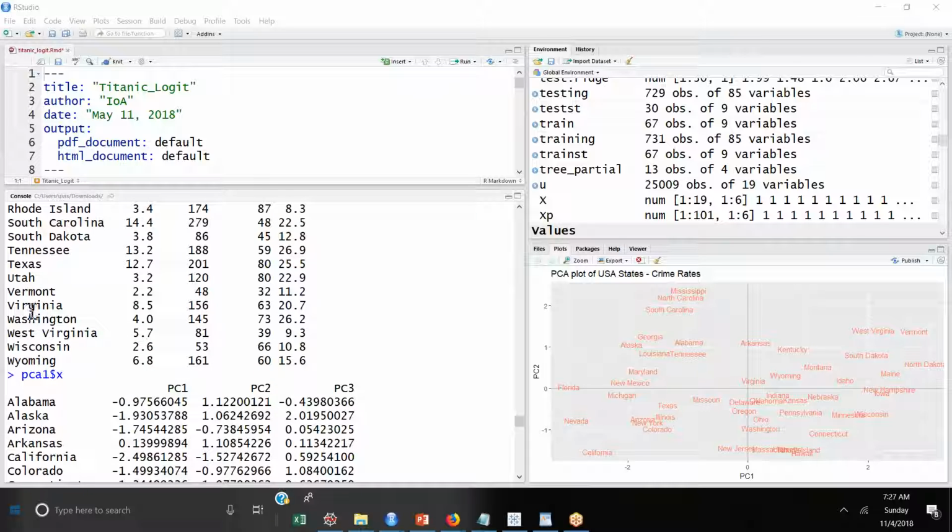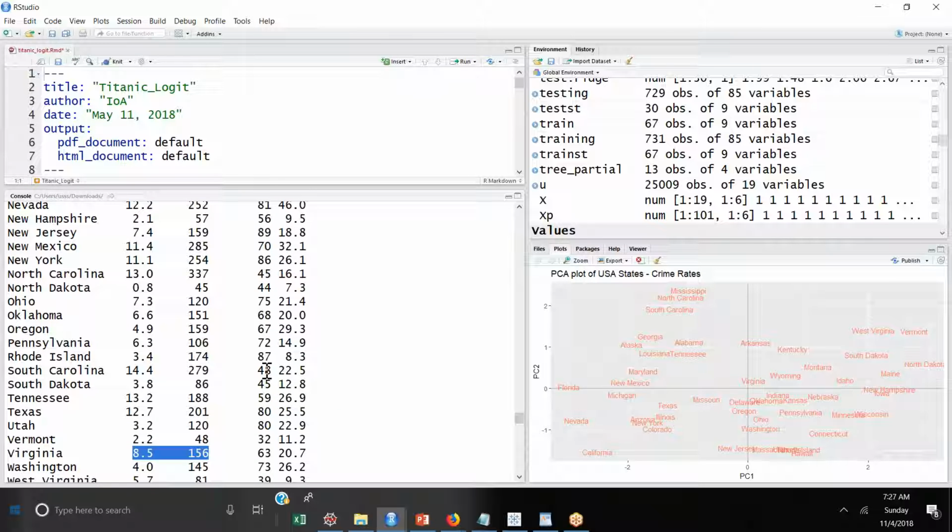One will be slightly higher than 170 on assault, that is Virginia will be slightly higher than 170, and the other one will be slightly lesser than 170. That much I can definitely say. Virginia is 156. Exact answer, sir.